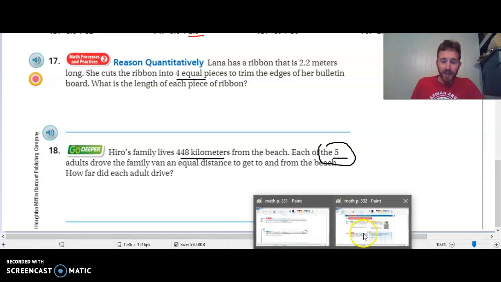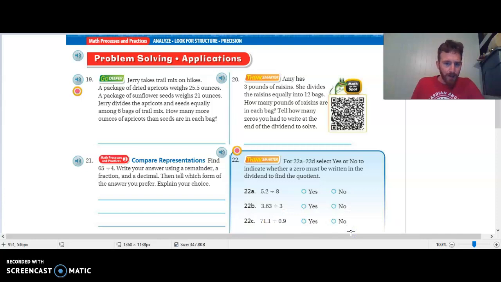Okay. Then on the next page, there's just a couple of things I'm going to point out. With 19 and 20, number 19 says Jerry takes trail mix on hikes. A package of dried apricots weighs 25 and 5/10 ounces. A package of sunflower seeds weighs 21 ounces. Jerry divides the apricots and seeds equally among 6 bags of trail mix. So the question is, how many more ounces of apricots than seeds are in each bag? So in this case, we're not asked to find out how much is in each bag, but how much more of one or the other. So actually what we need to do here is divide the two amounts by 6 and then compare the differences there, okay? So we're going to take our two amounts here.